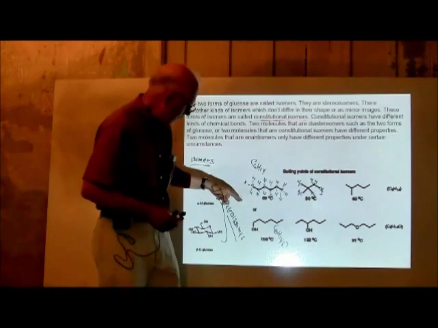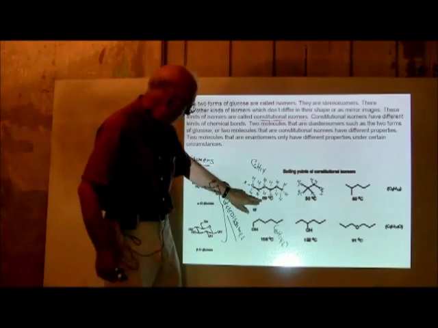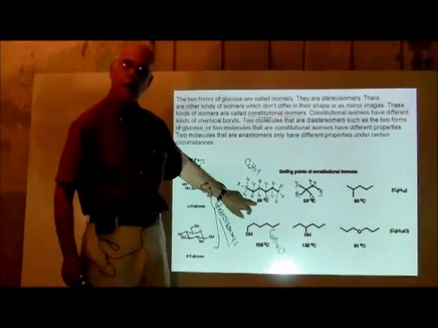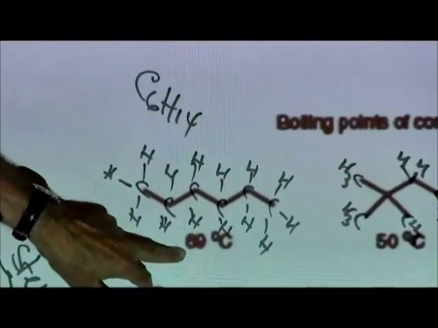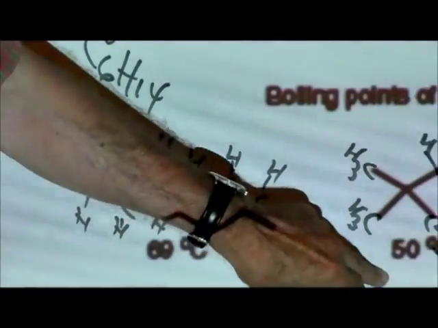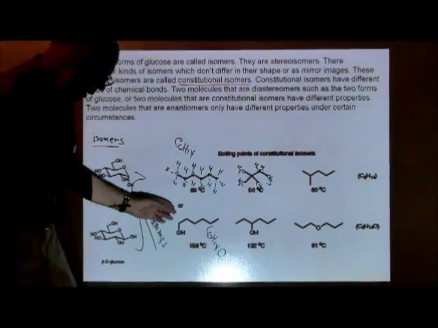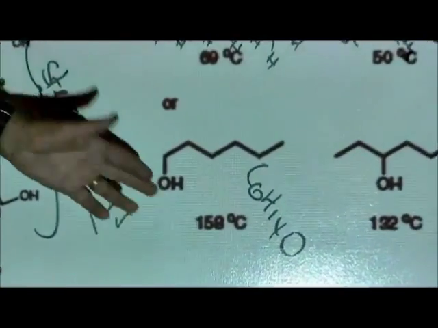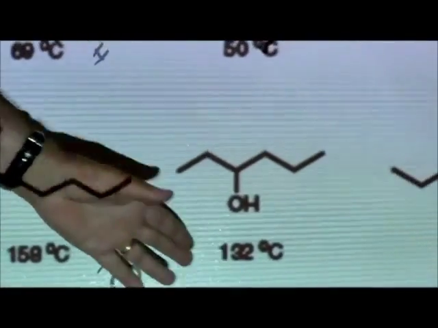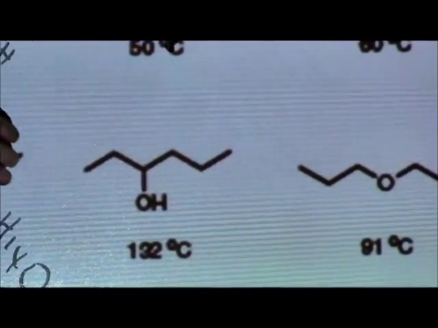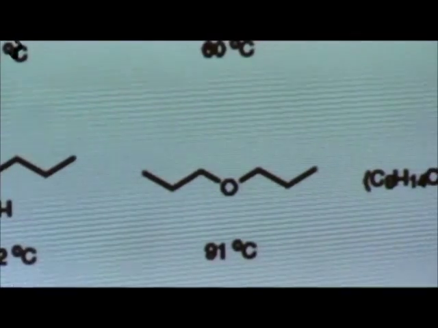For example, can you see this clearly? What's that? This boils at what? 69? Is that 69 degrees? Is that correct? And this is 50 degrees, and that's 60. They're all boiling at different temperatures. Here, this is boiling at 159 degrees. This is boiling at 22 or 32 degrees, and that's boiling at 91 degrees.